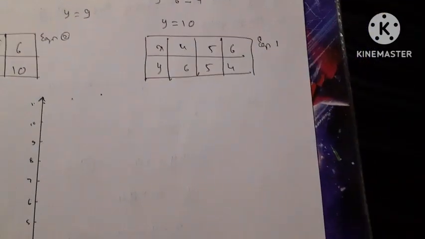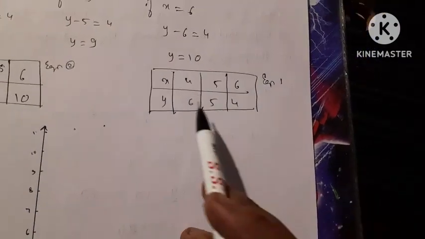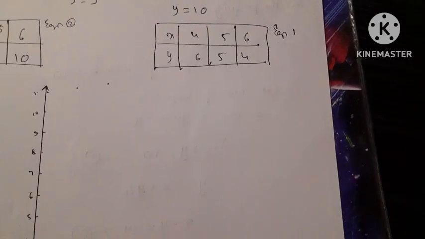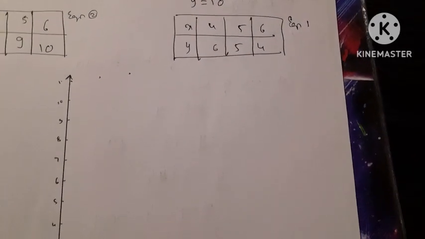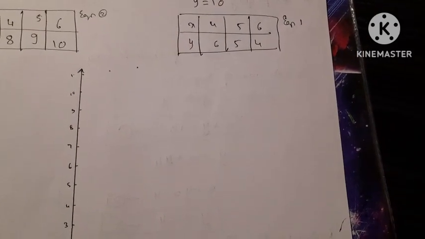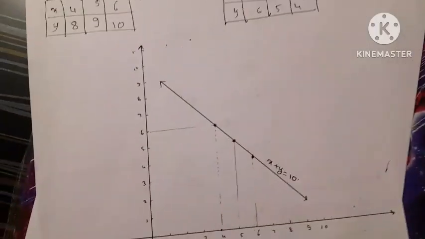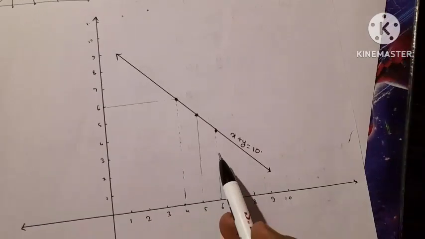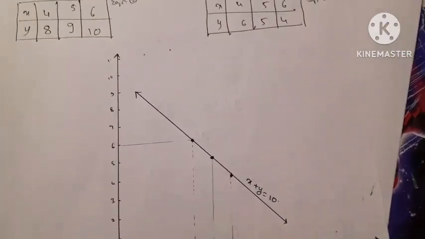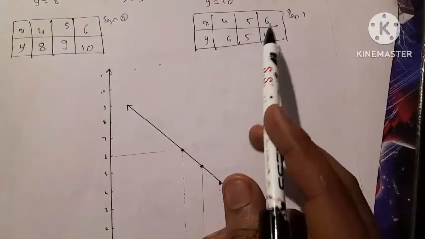So let us plot the equation 1 points. First is 4 and 6. When x is 4, we need y as 6, and similarly 5 and 5, and 6 and 4. So let us plot these 3 points. For equation 1 we get these points: 4 comma 6, 5 comma 5 and 6 comma 4. So we will get a straight line when we join these points.